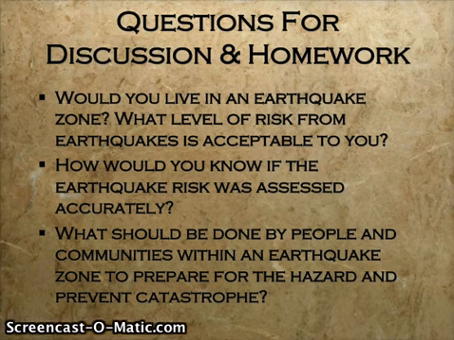And then the third question is, what should be done by people, that's individuals, and communities within an earthquake zone to prepare for the hazard and prevent catastrophe? And this is kind of a two-part question. Is there something that people should do? Is there something that communities should do to prepare for the hazard?